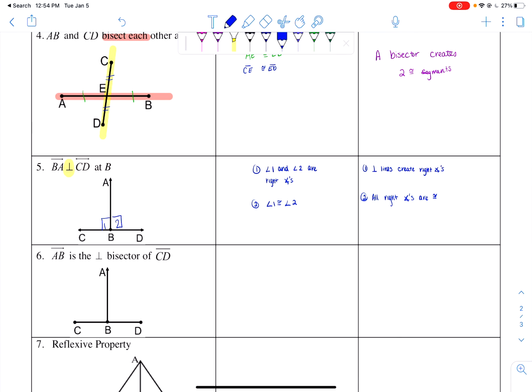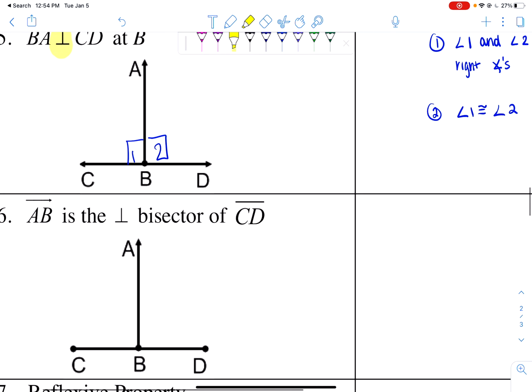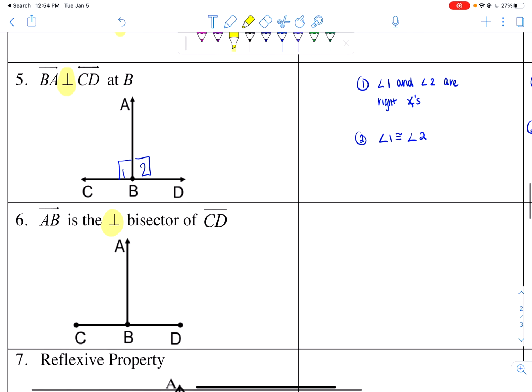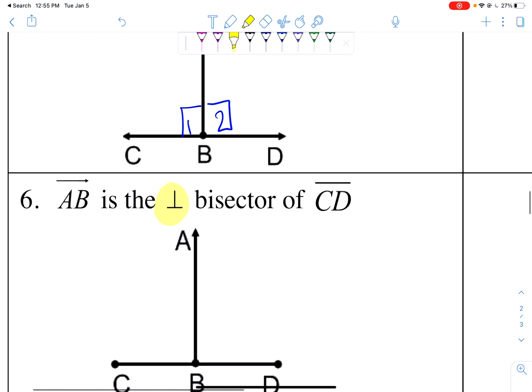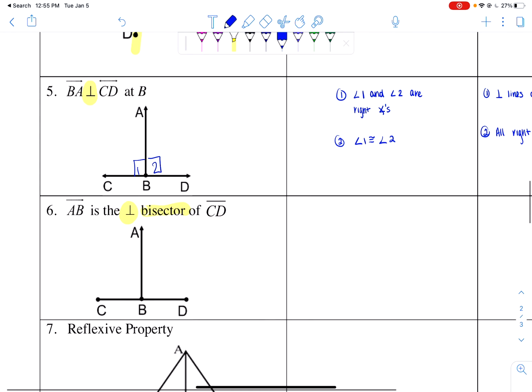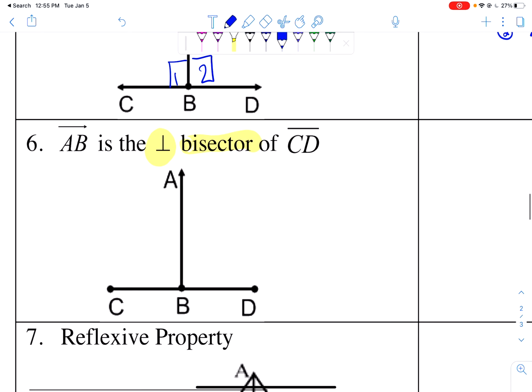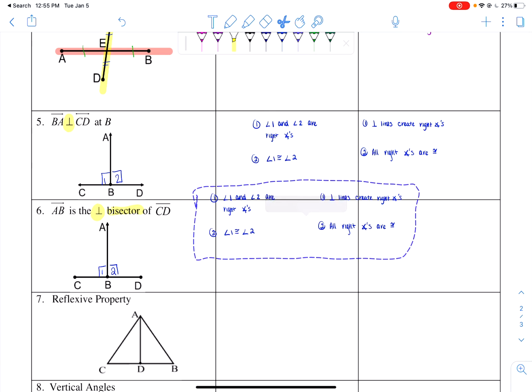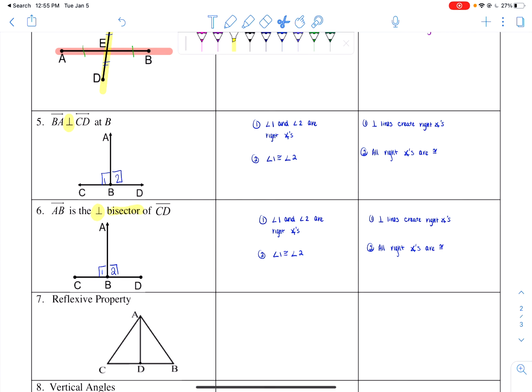Okay. AB is the perpendicular bisector of CD. Look, I still have my perpendicular, so everything I said above I can say down here, but now I have a bisector, which we know cuts in half. So this is a three-stepper. I can still say that angle 1 and angle 2 are right angles, so I can put my angle 1 here and my angle 2 here, so I can say that stuff again. So I can basically copy and paste all of this. I can say angle 1 and angle 2 are right angles. I can also say angle 1 is congruent to angle 2 because all right angles are congruent.